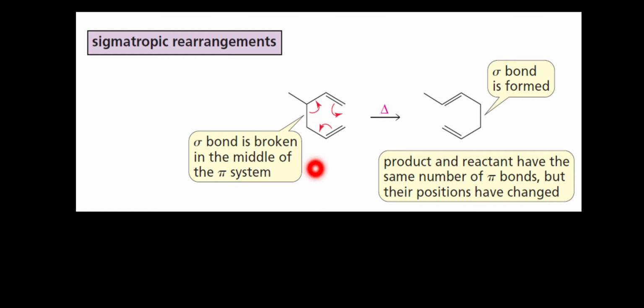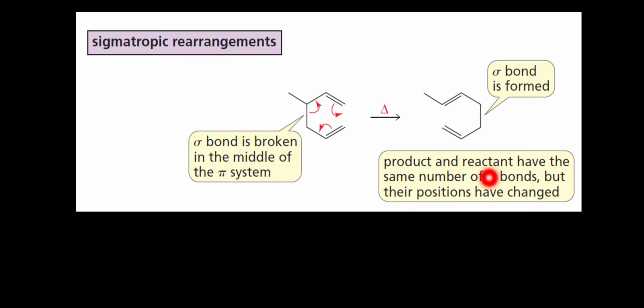In an electrocyclic reaction, if you see, there was continuous conjugation present, but here there are two pi bonds with one sigma bond in between. Okay, this sigma bond will break, the electrons will rearrange, and you will get the product. And in the product you can see one new sigma bond is formed. So what is the key feature here? Product and reactant have the same number of pi bonds. In electrocyclic there was one pi bond less. In cycloaddition two pi bonds were less, and in sigmatropic there is no change in the number of pi bonds.